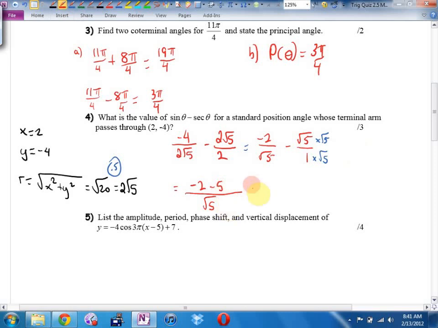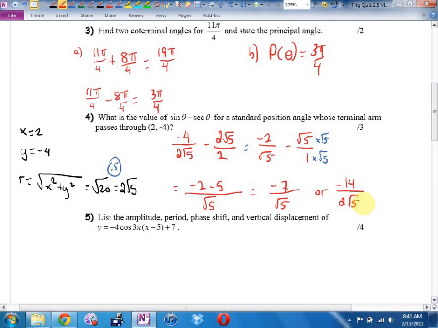In fact, I think this whole thing works out to negative 7 over root 5. Now, if you got that, that gets you 3 out of 3. If you didn't see the reducey thing, I think you'd have this, negative 14 all over 2 root 5. I guess I'd take that, but let's reduce numbers by numbers, roots by roots.